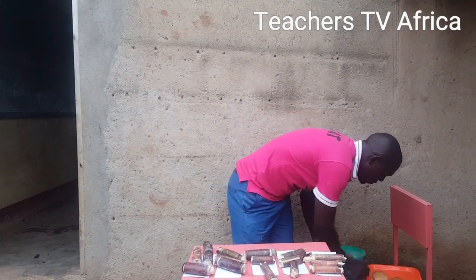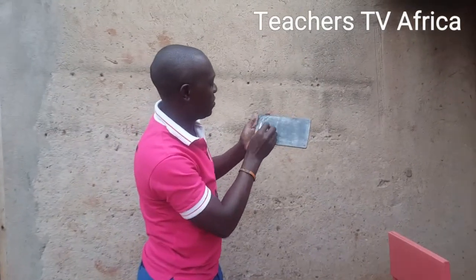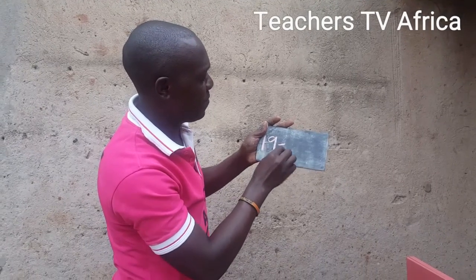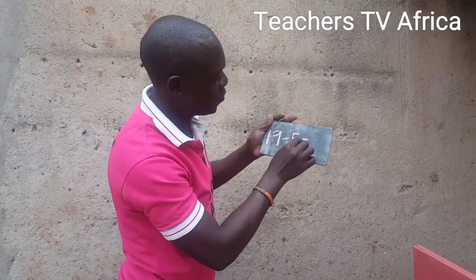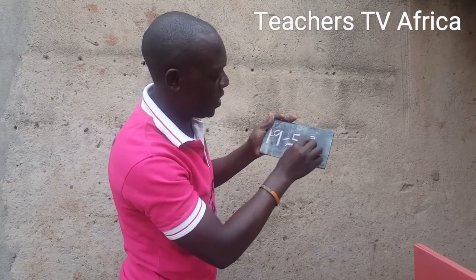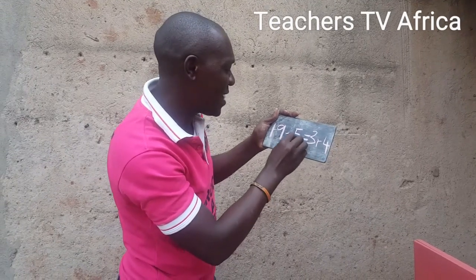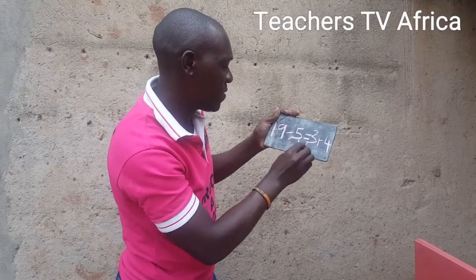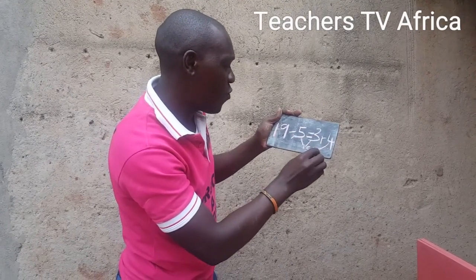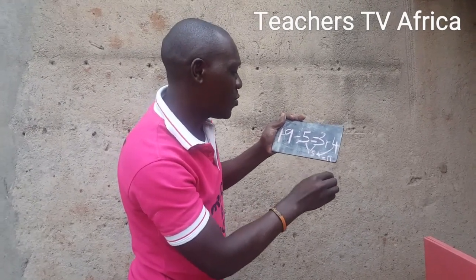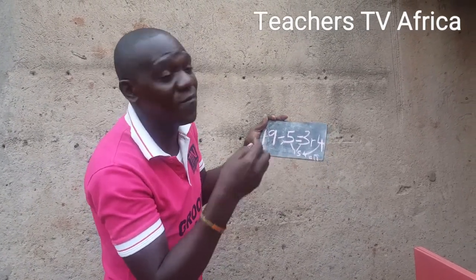And finally, when they are writing, they will write 19 divided by 5, which will give us 3 remainder 4. Now, if you multiply this times this, you get 15. And if you add this 4, you are going to get 19. So are you seeing how multiplication is the opposite of division?